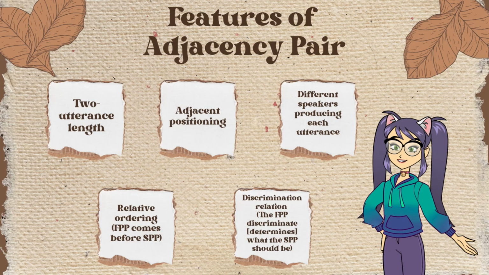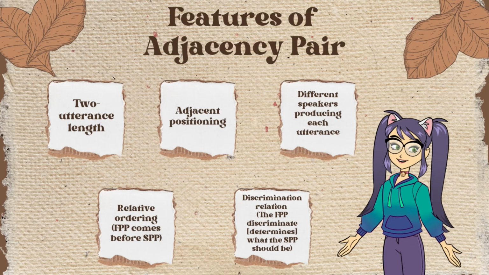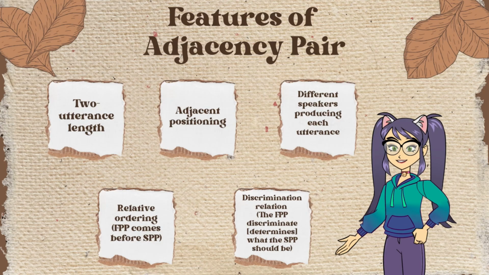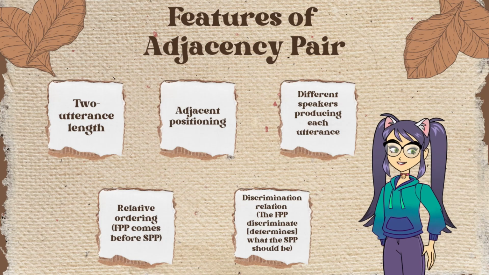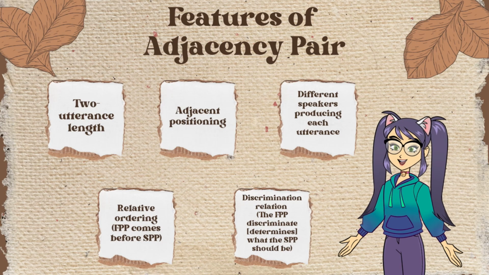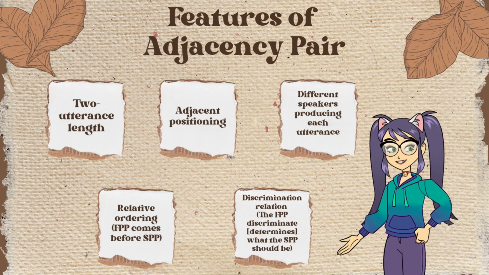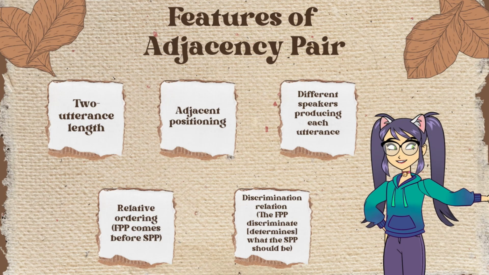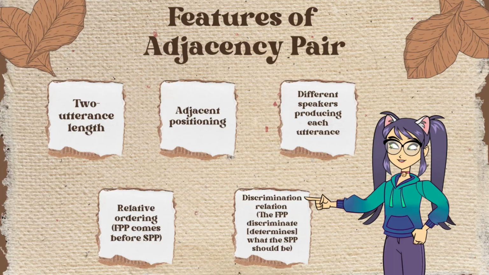3. Different speakers producing each utterance. The 2 parts must be spoken by 2 different people. One person produces the FPP and another provides the SPP. 4. Relative ordering. FPP comes before SPP. The order cannot be reversed. The first part must come first and only then the second part follows. 5. Discrimination relation. The FPP determines what counts as a suitable SPP. For example, a greeting expects a greeting. A question expects an answer. An invitation expects acceptance or refusal. These relationships help guide the listener's response.